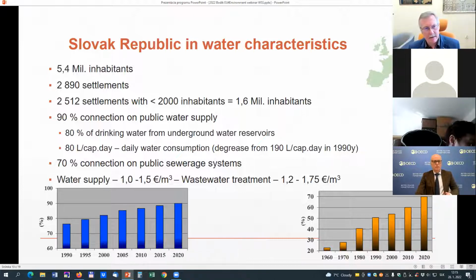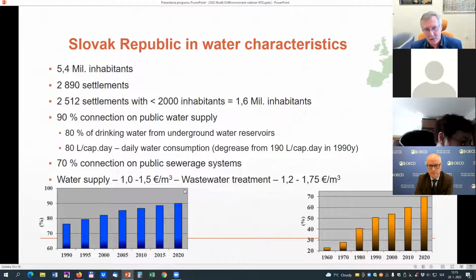Now, actually, 70% is the connection of people to the public sewage and wastewater treatment system. You can see here in these graphs the development of connection to water supply from 76% up to 90%. It is going up very, very slowly. And also interesting is this graph where from the 60s, 25% of people connected to the sewage system, up to 70% today connected to the sewage and wastewater treatment.